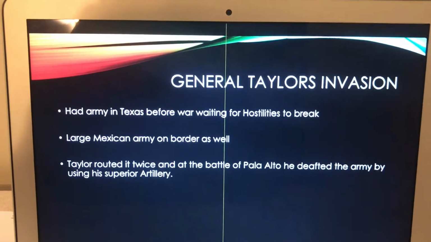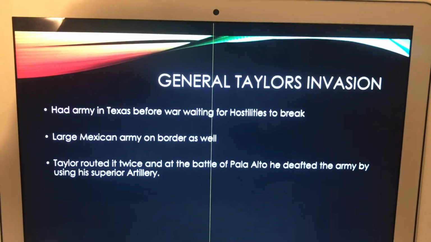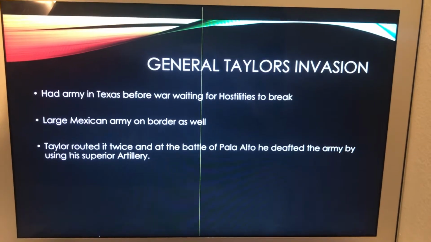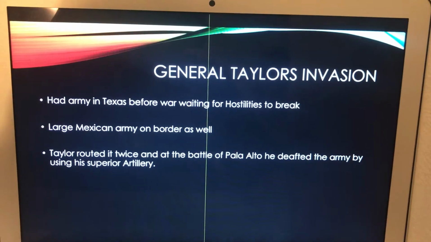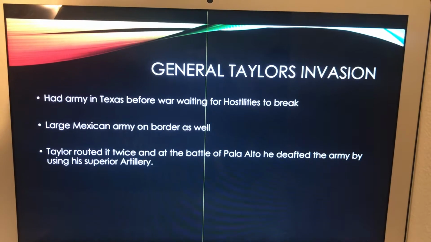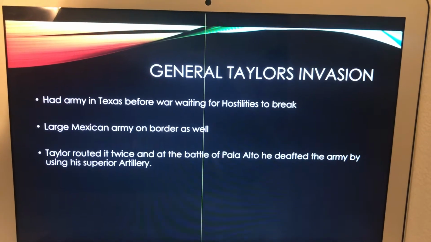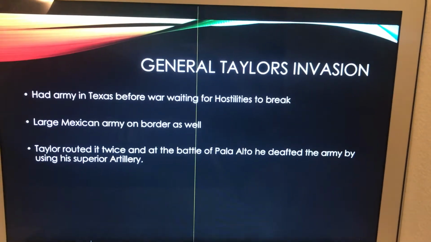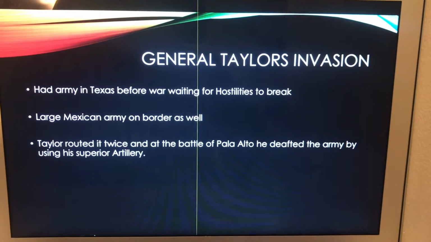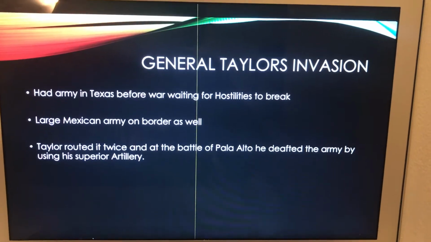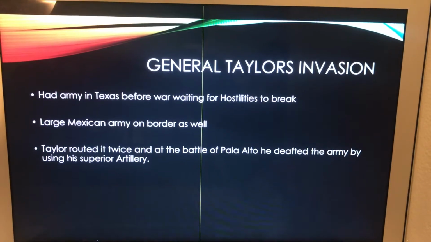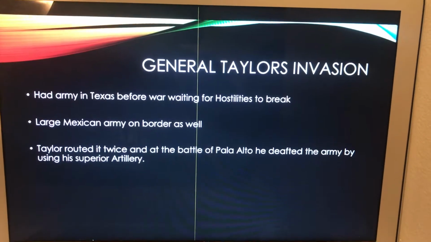Now, the Mexicans had a large army on the border as well. I was reading of some 3,000 to 4,000 Mexican troops on the border, trying to rout Taylor's army before it could plunge deep inside Mexico's territory. But eventually Taylor routed the army twice, which means that he sort of almost ran away from the Mexican army until he found a battlefield that best suited his military style, which was eventually at the Battle of Palo Alto.